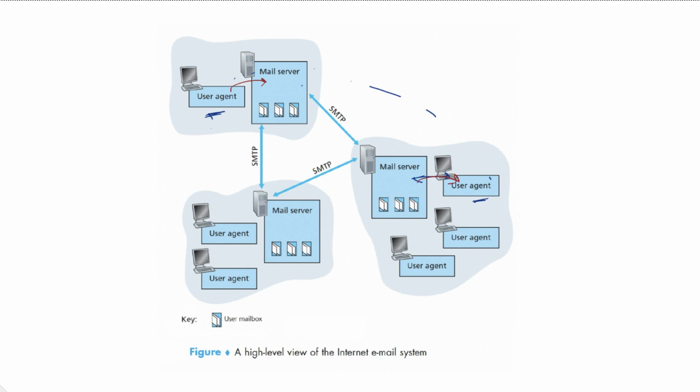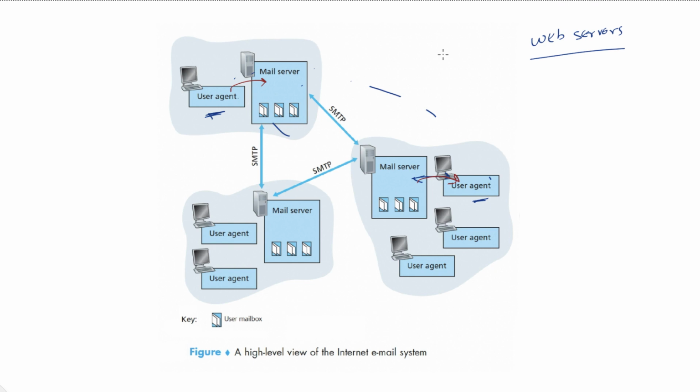User agents are just like your application programs, such as Gmail or Outlook. And mail servers are just like servers. You might have heard about web servers, which host your particular website. Similarly, there are mail servers. Mail servers are just like web servers, but the users are different. And there are some servers which provide the functionality of both mail server and web server.